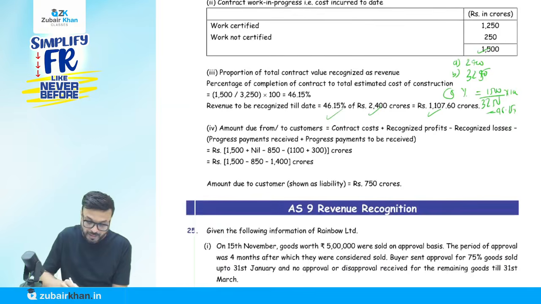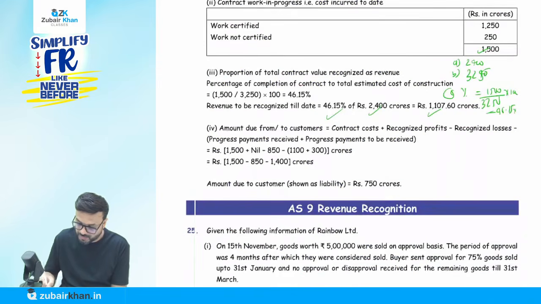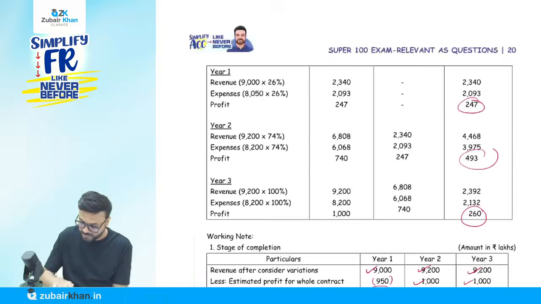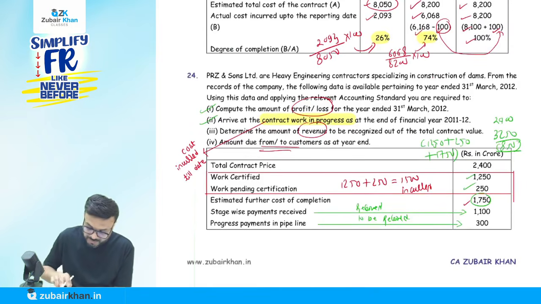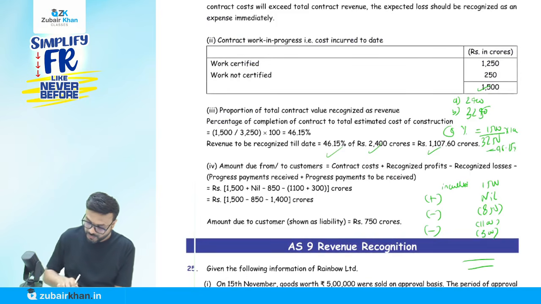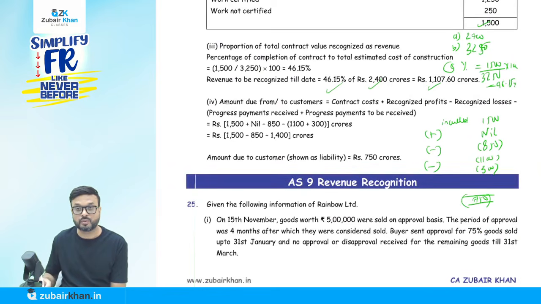Then they ask for due to or due from. How do we calculate that? Cost incurred is 1,500, plus profit recognized, which is 0, minus loss recognized, which is 850, minus bills raised, that is the amount received or to be received. The amount received given in the question is 1,100, and the amount to be received is 300. So it will be 1,500 minus 850 minus 1,100 minus 300, which comes to 750 negative, a figure due to liability.